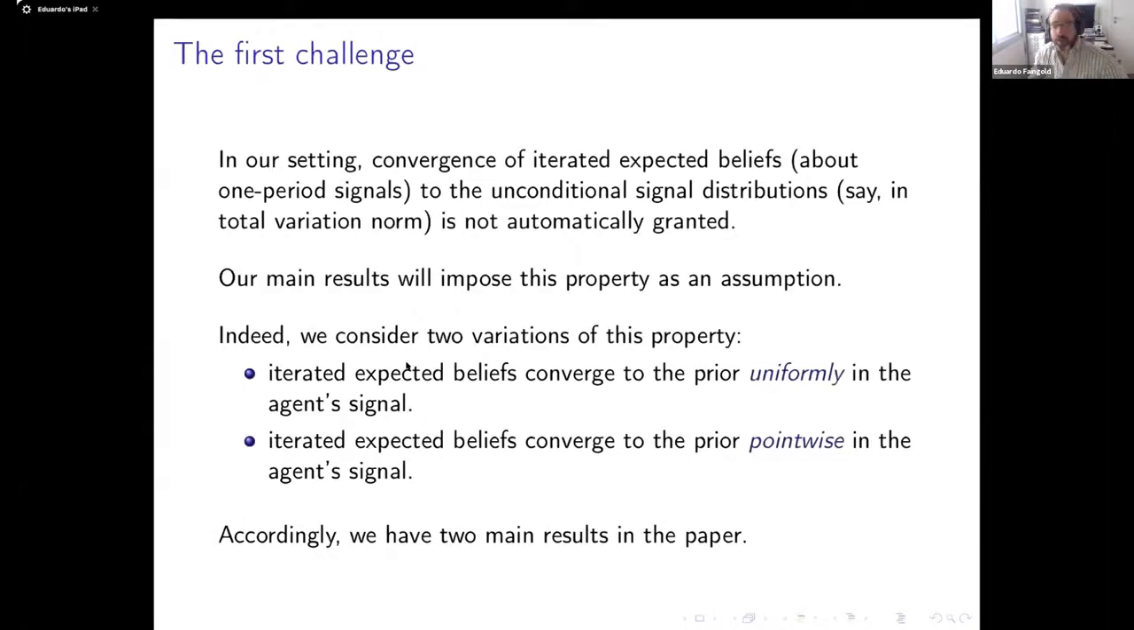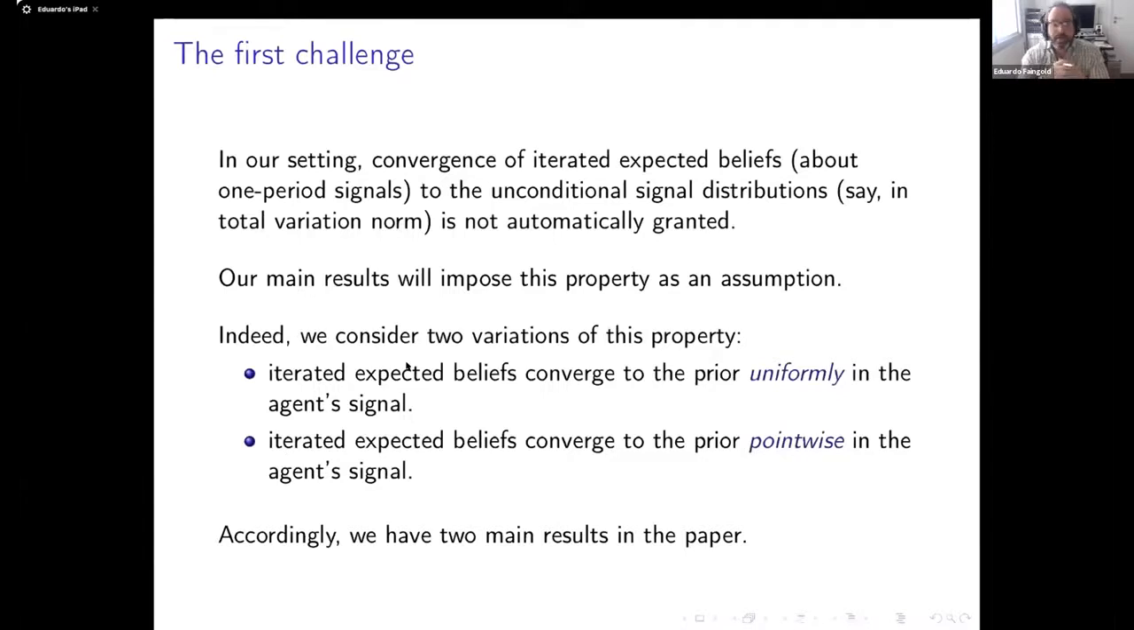So the first challenge for us is that in our setting, convergence of iterated expectations to the unconditional signal distributions is not automatically granted. In the finite signal case, you can always decompose the signal spaces into finitely many subsets. Beliefs about beliefs and so on form a Markov chain, and finite Markov chains have this standard decomposition into sets that are invariant, and restricted to which the transitions, the Markov chain, is going to be irreducible.